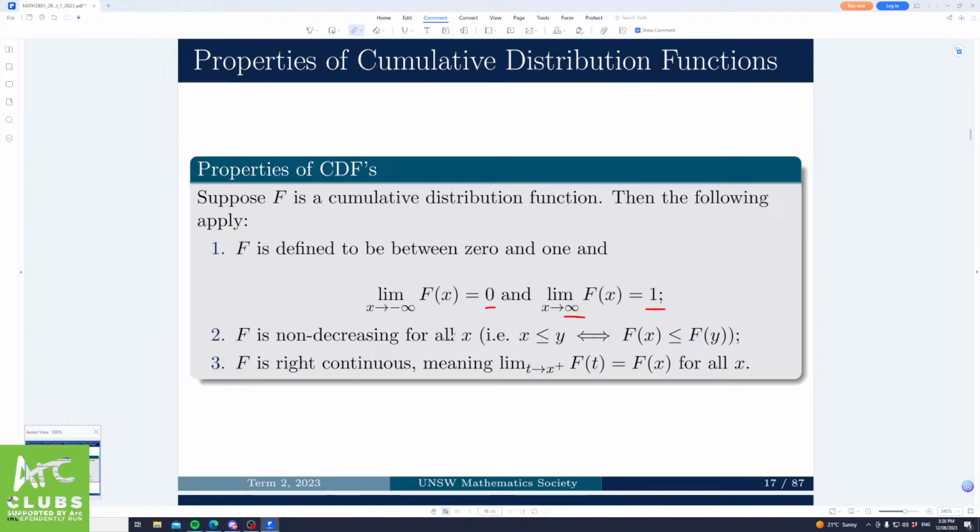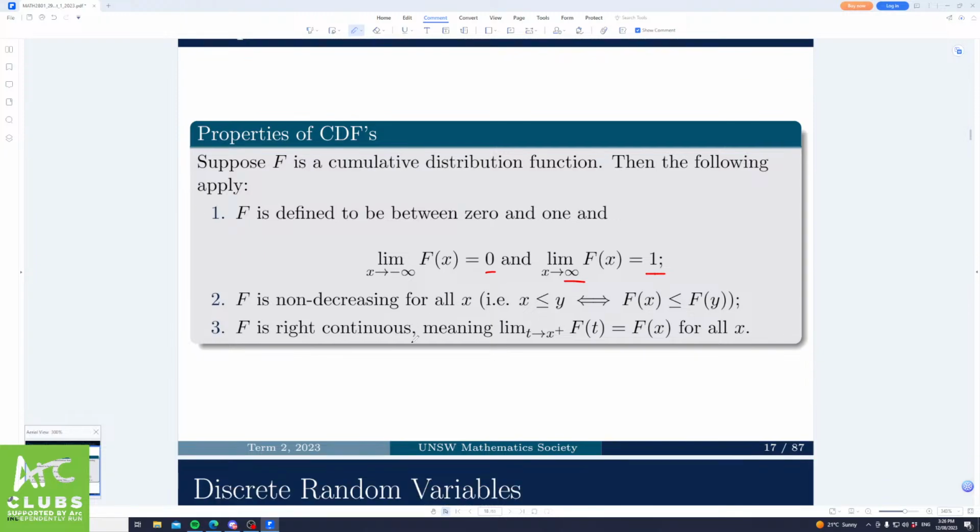F is also non-decreasing for all x, i.e. if x is less than or equal to y, well then F of x is less than or equal to F of y. And this should make sense because if y is bigger than x, well then you're allowing your random variable to take on a greater range of values. And so you'd expect your probability of getting a score less than or equal to y to be greater than or equal to the probability of getting a score less than or equal to x.